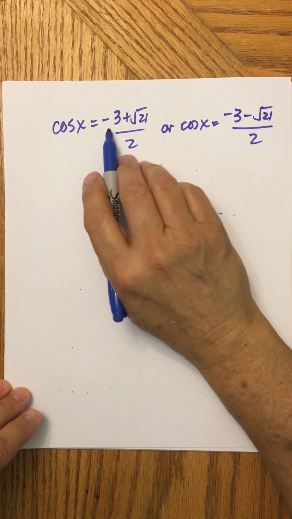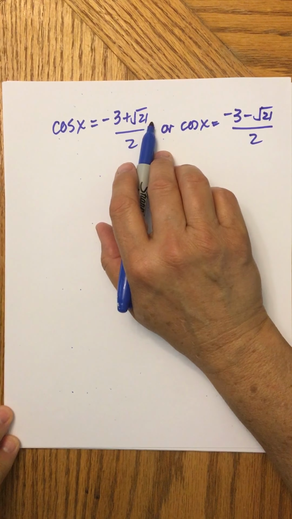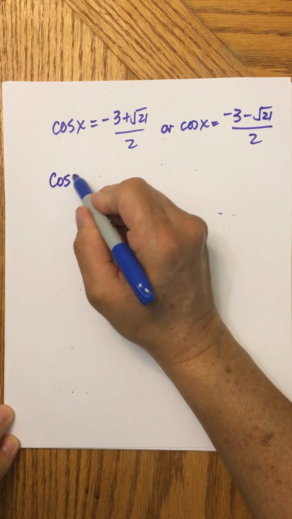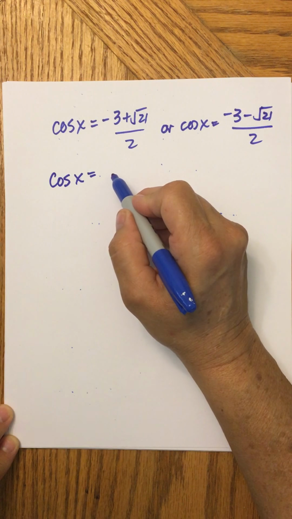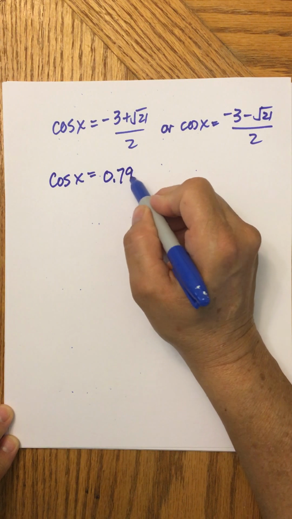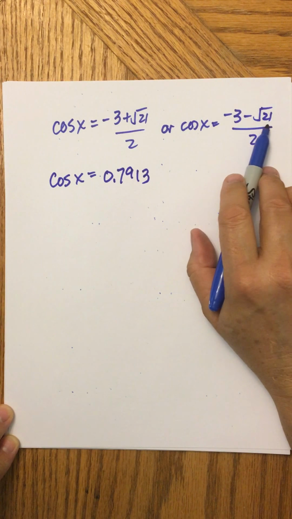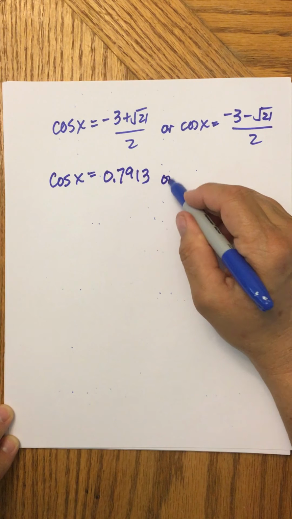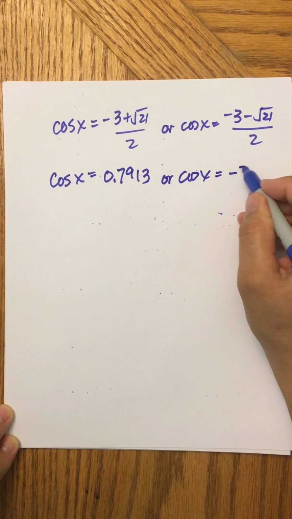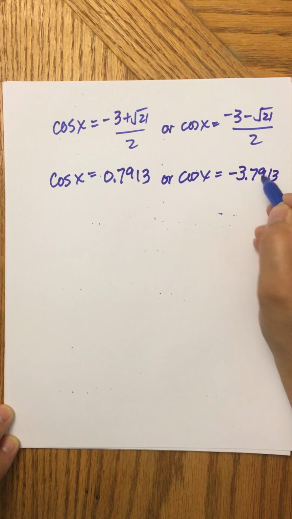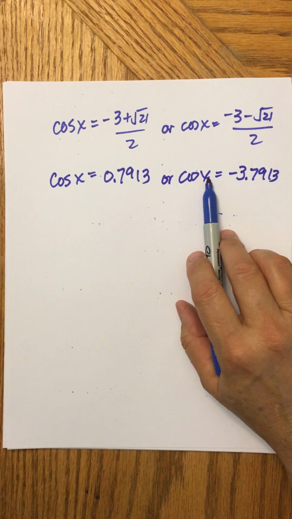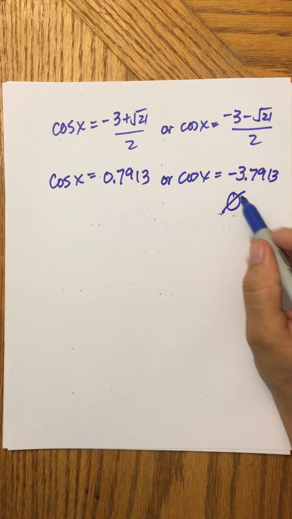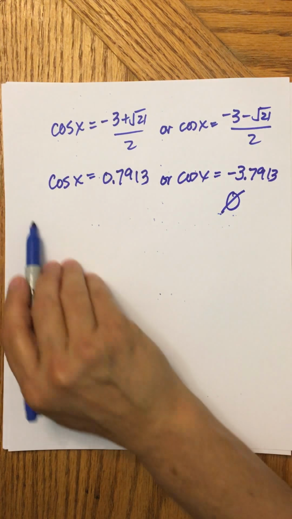Okay. And so now let's go ahead and get numbers for these. If we put in your calculator -3 plus square root of 21, be sure to put parentheses and then divide by 2. We're going to get cosine x equals 0.7913. And here again, if we put in -3 minus square root of 21, all in parentheses, and then divide by 2, we're going to get cosine x equals -3.7913. Now we know that the cosine of an angle never exceeds 1 or is less than -1, so this is not possible.